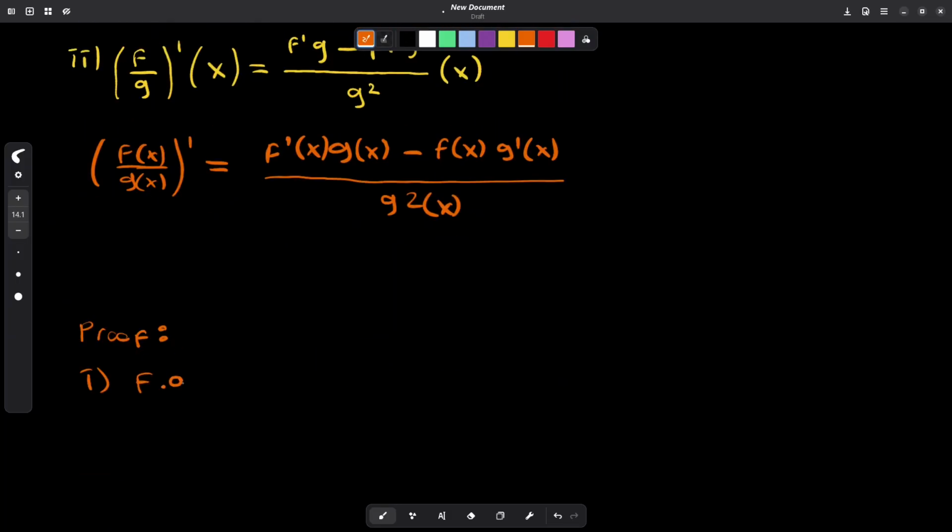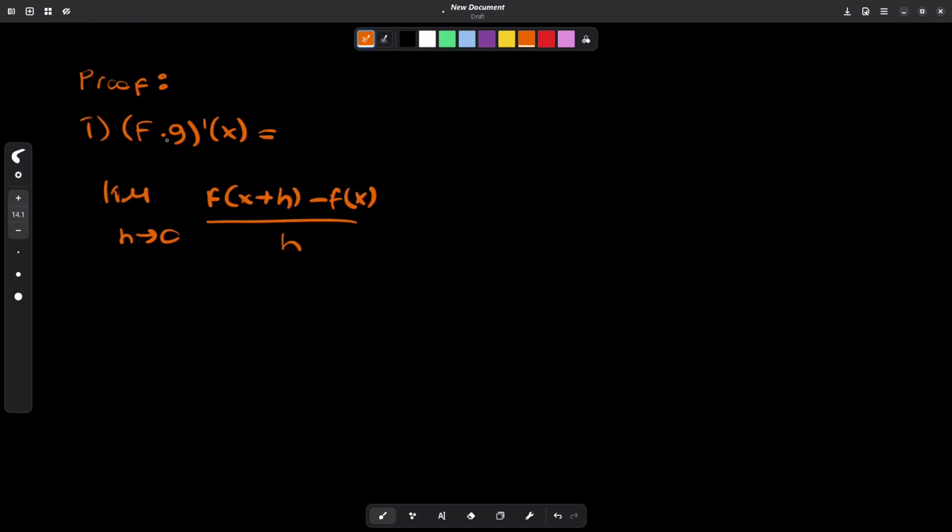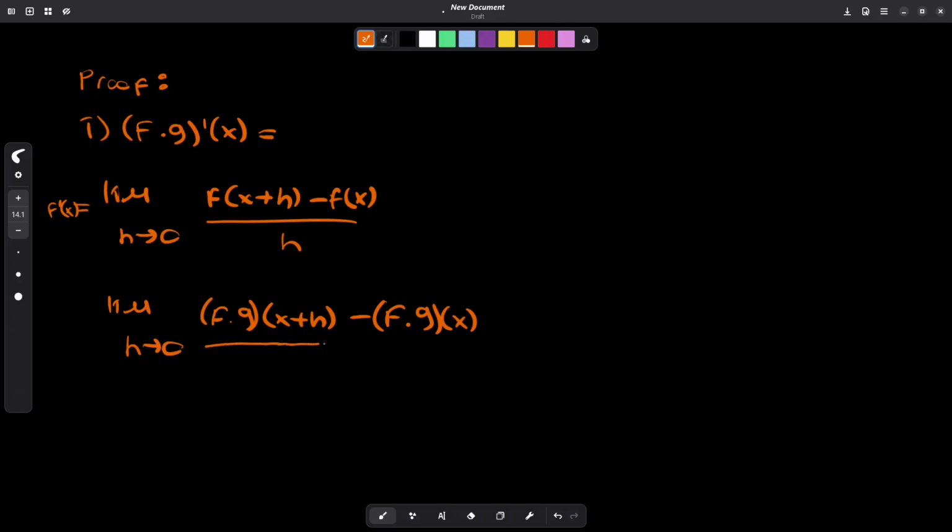Alright, f times g differentiated, right? What was our limit definition? Limit h approaches 0, f(x+h) minus f(x), and this is over h. We will use this to see what this is equal to. So our function is f times g, right? Instead of f'(x), we have (f times g)'(x). We will write f times g (x+h) minus f times g (x). This will be over h again.